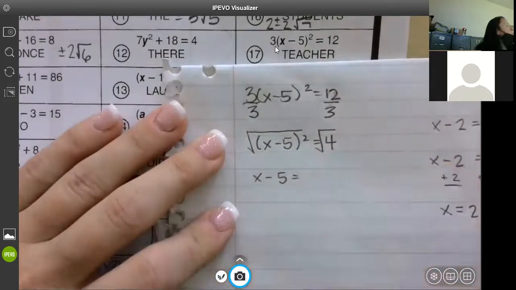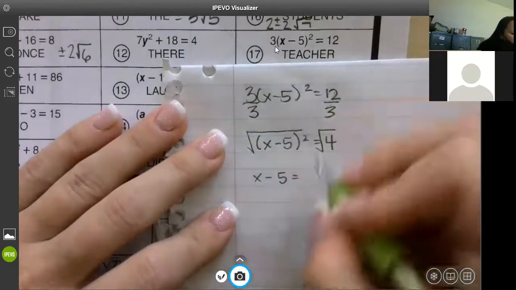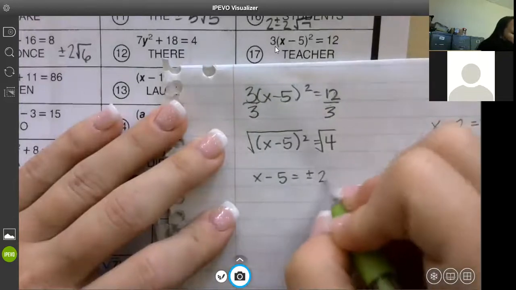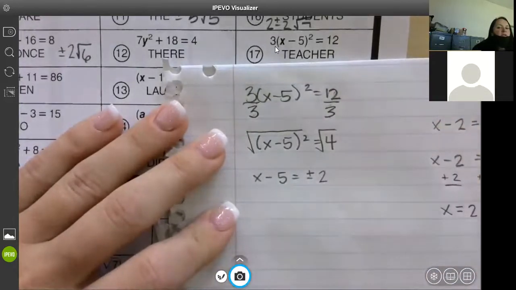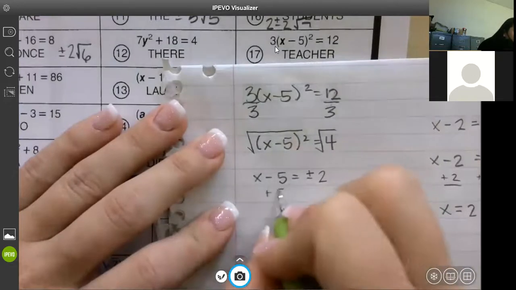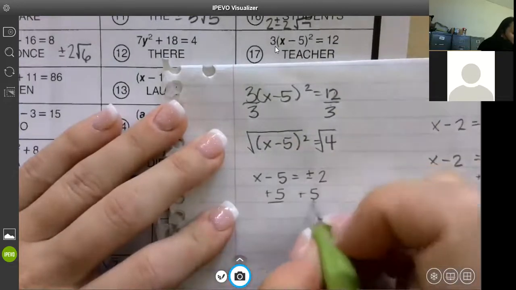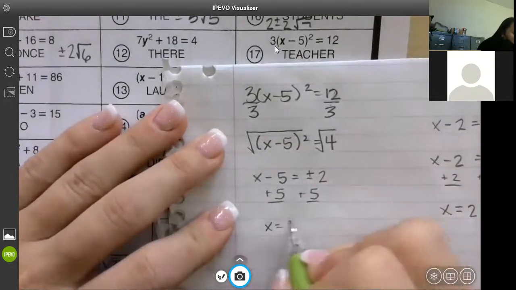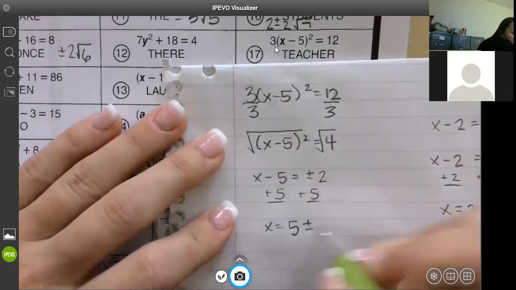What's the square root of 4? You can do that in your calculator. It's really easy. 2. Remember, it's plus or minus 2, right? So then the next step was that I add that 5 over and I just put it in the very front. So x equals a positive 5 plus or minus 2.